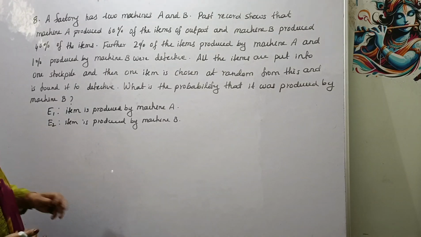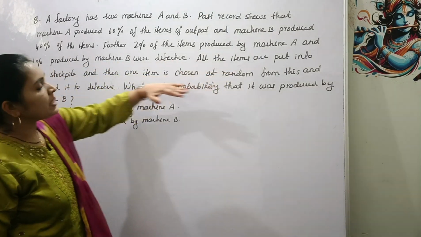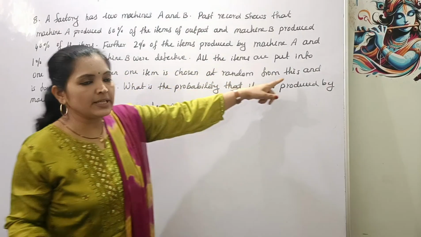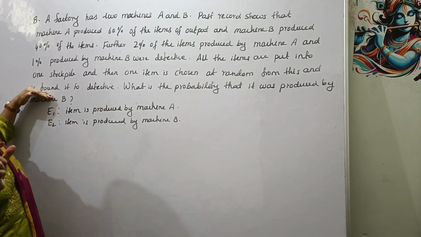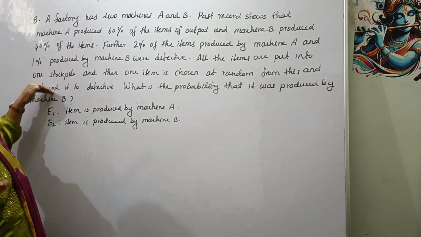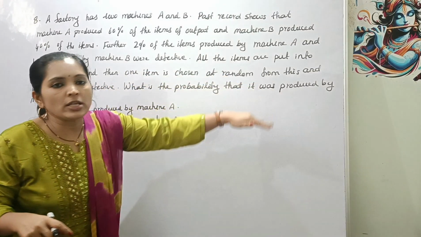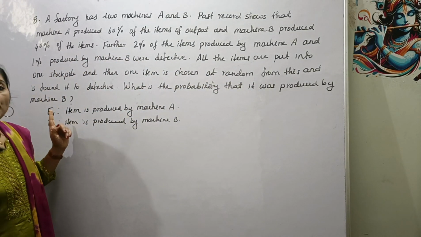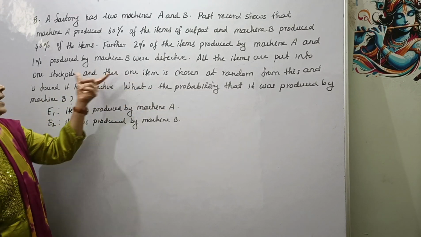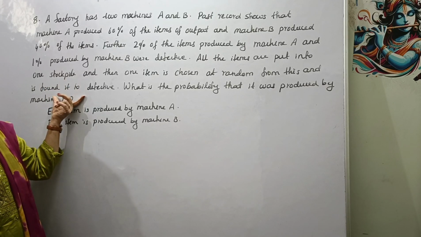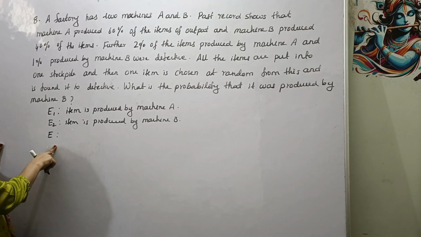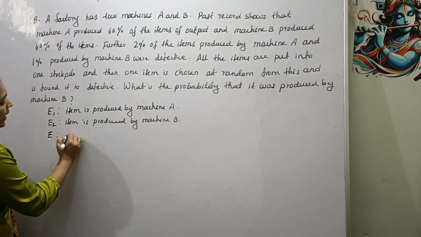Now what we have to find? See, all the items are put into the one stockpile and one item is chosen at random from this, and it is found to be defective. Okay, we have selected a defective product. Then what is the probability that it was produced by machine B? That is, probability of item produced by machine B given that it is defective. Okay, so let's take another event, event E. E is the event defective product. Okay, item is defective.